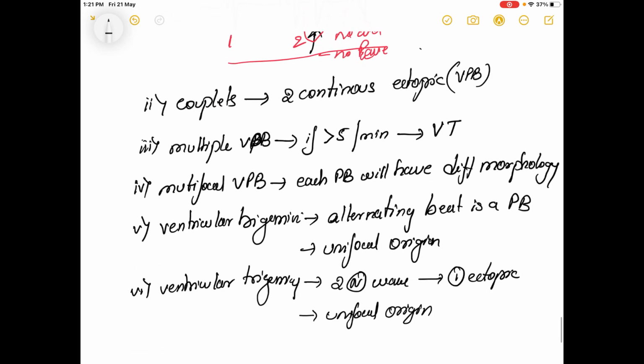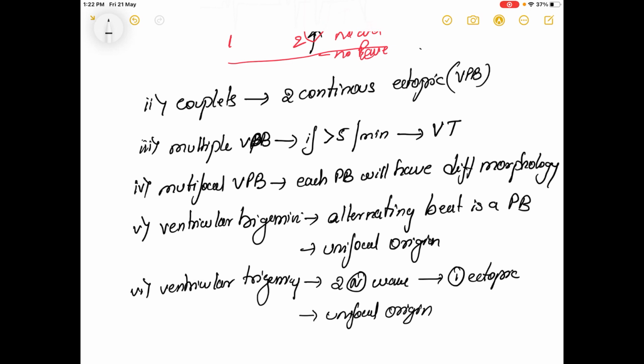Then coming to multiple ventricular premature beats, where there are more than 5 ectopics in a minute. When there are more than 5 ventricular premature beats in a minute, it is called multiple ventricular premature beats, which is a risk factor for the development of ventricular tachycardia.